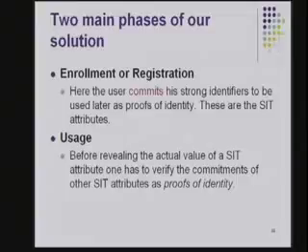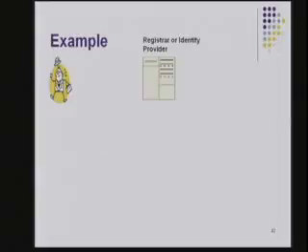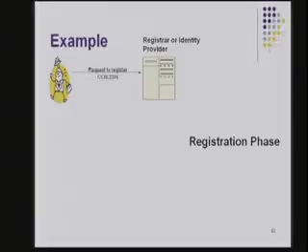Then at the time of usage, before revealing the actual sensitive identifier, in that example it would be the credit card number, these proofs have to be verified. Are these proofs correct? These proofs that you're giving me. So the example is as follows. Bob goes to the registrar. This is the registration phase. Okay, he tries to register his credit card number and social security number.